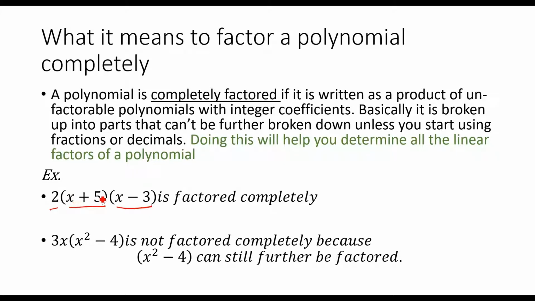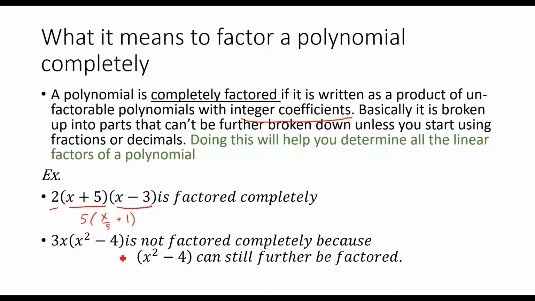Let's say I took out a 5 from this. Well, factoring out a 5 would give me x divided by 5 plus 1. And yes, this does seem like it'd be smaller than this. But like I said right here, we want integer coefficients. So if we don't have an integer coefficient from the x, then it's not really a completely factored form. The x minus 3 has the same thing. I can't break it down any further without starting to use decimals or fractions.